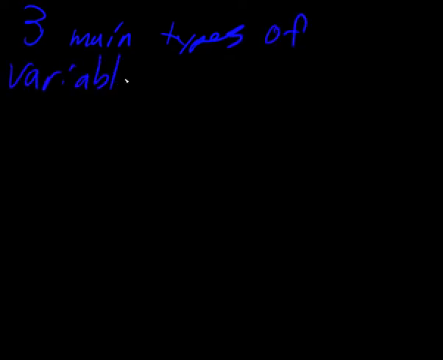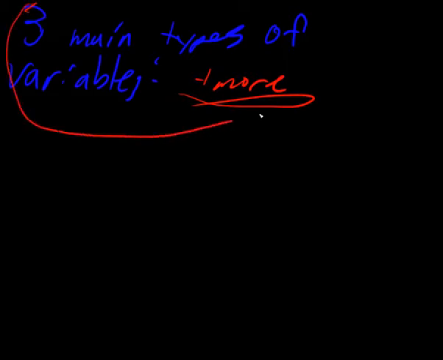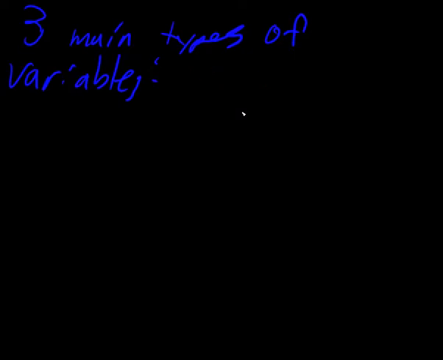Let's look at the three main types of variables in Roblox. So there are three main types, and there's also more variables, but these are just the ones that we are going to be focusing on for this tutorial because they're the easiest ones to comprehend.